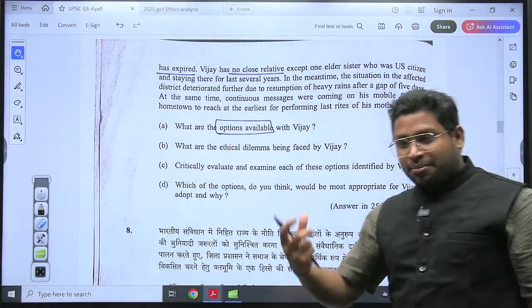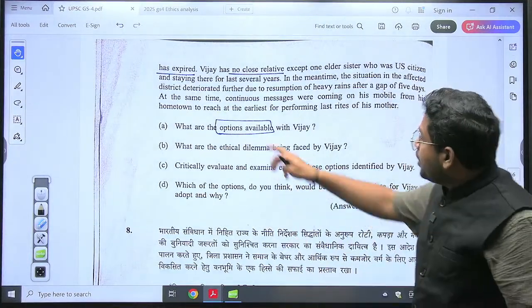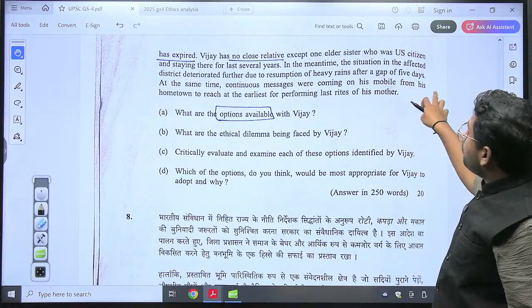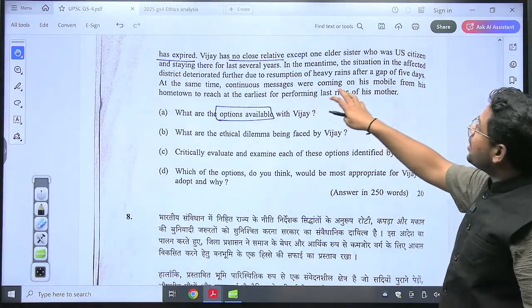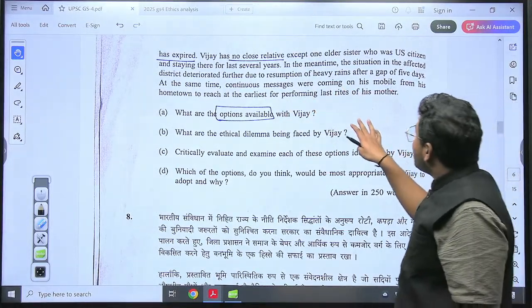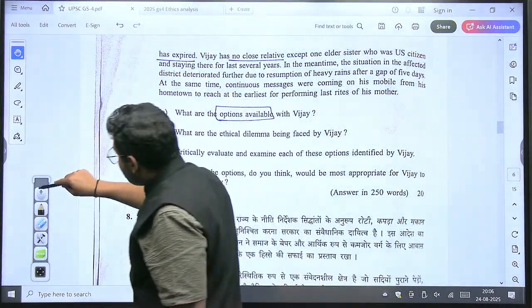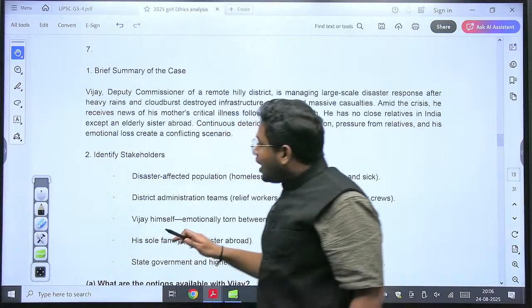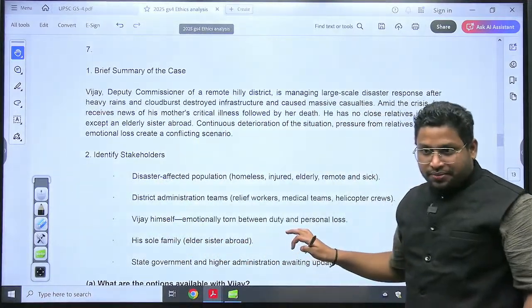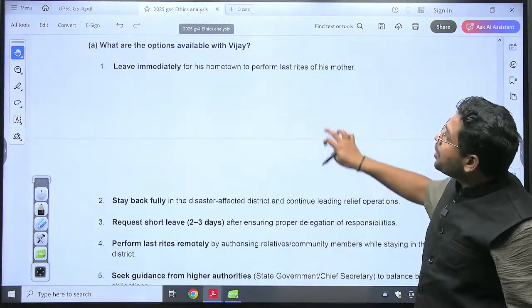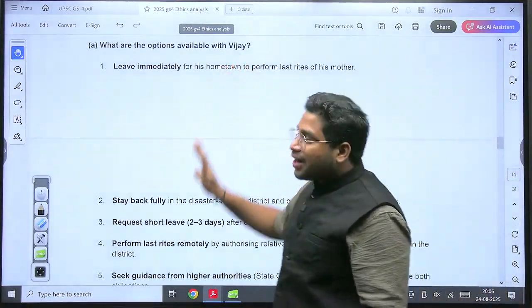So again they are making the situation extreme. At the same time, continuous messages were coming on his mobile phone from his hometown to reach at the earliest for performing the last rites of his mother. So this is where the situation has become very tense for this person. We can identify who all the stakeholders are; that's not a big deal for you. The problem is what all options are available to him.